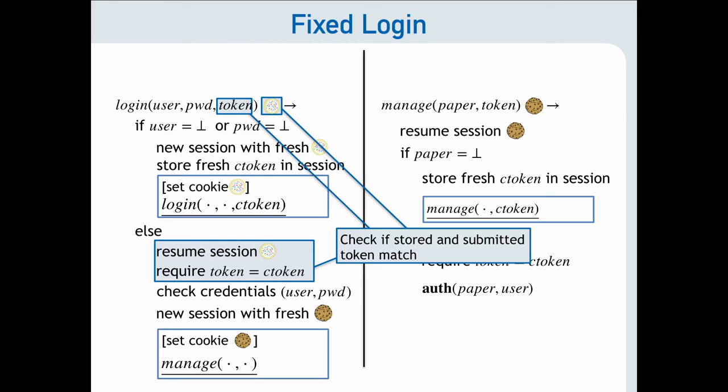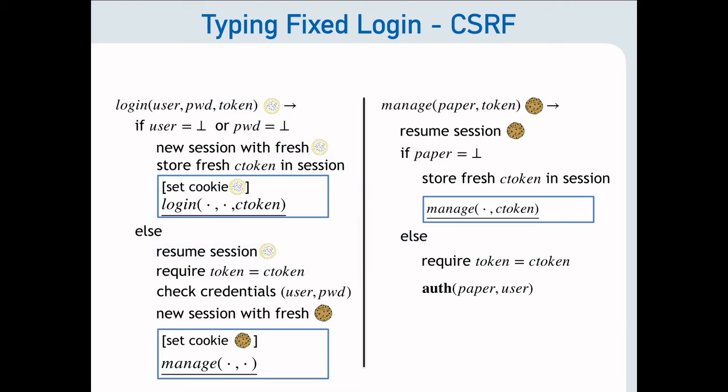In an honest request, these tokens will match by design because this is how we introduced them in the previous step. An attacker, however, who tries to mount a CSRF attack has no idea what the value C token in the session is, so he cannot provide the matching token and he cannot pass this check here. So let's now take a look at how this affects typing, and we start with the CSRF scenario.